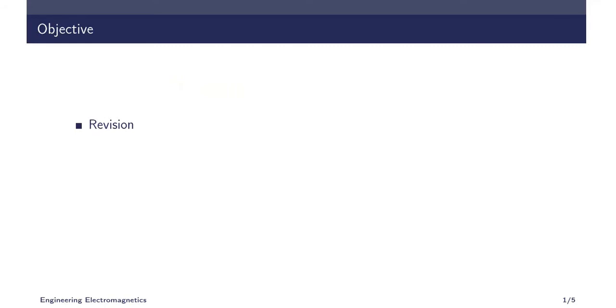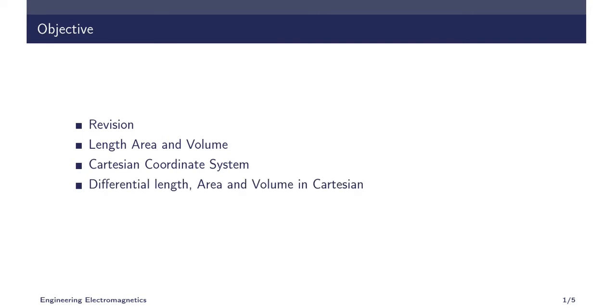In today's class, our objective is to revise what we have learned. So we'll learn length, area and volume in terms of vectors. We'll discuss the Cartesian coordinate system, which is otherwise also called the rectangular coordinate system. And we'll discuss differential length, differential area and differential volume in the Cartesian coordinate system.